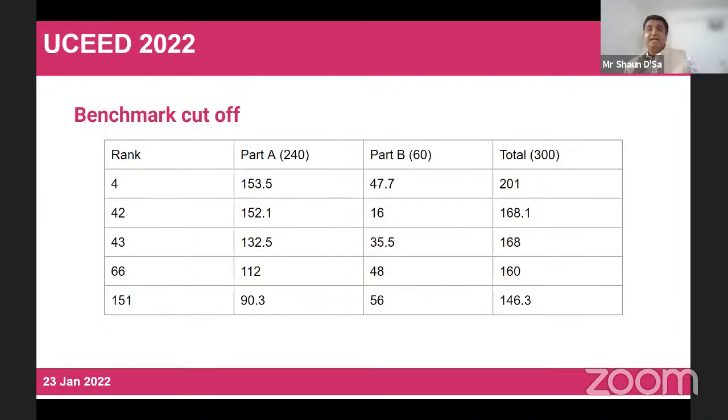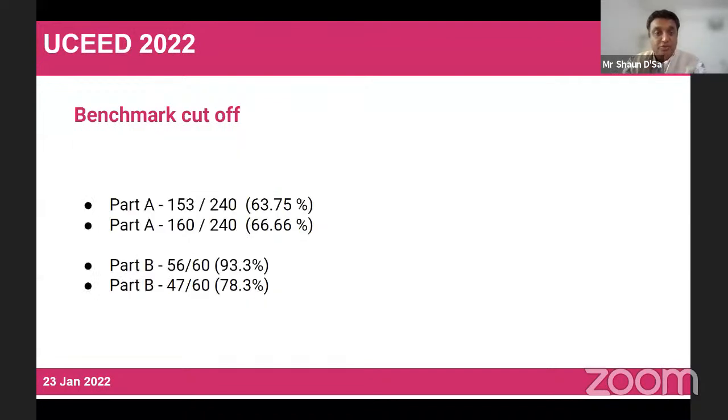Now I've also shown rank 151 here because the student got 56 out of 60. Now why I'm showing that is because that's almost smashing the Part B section. So that's just 4 marks short of full 60 on 60, okay? So there's a very key important thing out here. Let me go to the next slide.